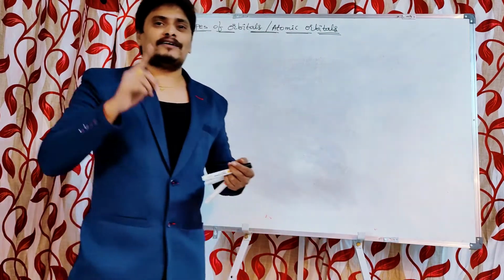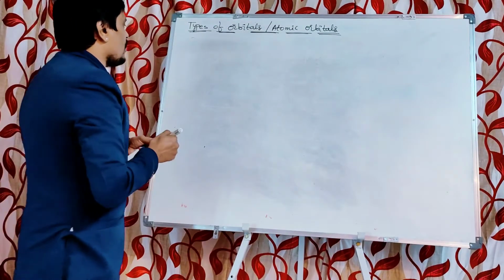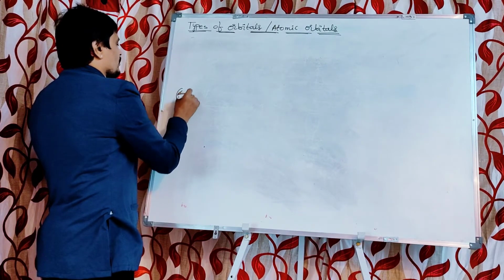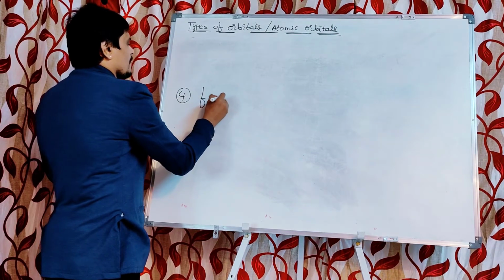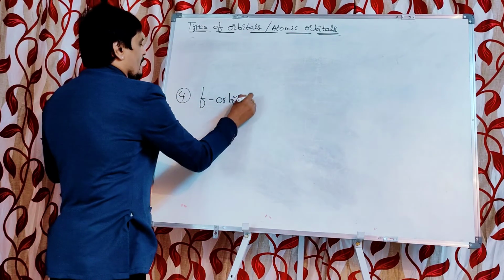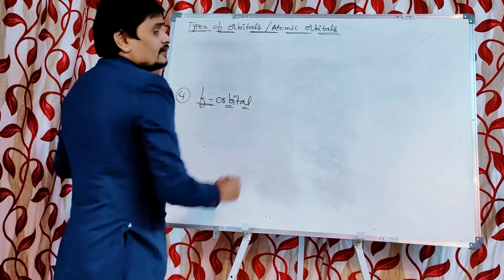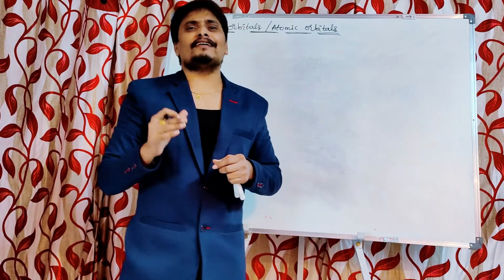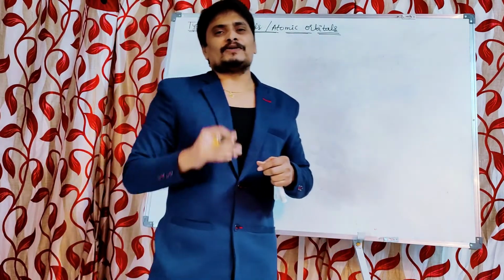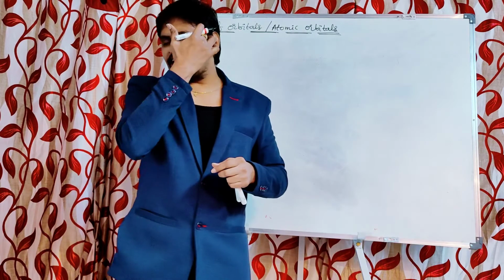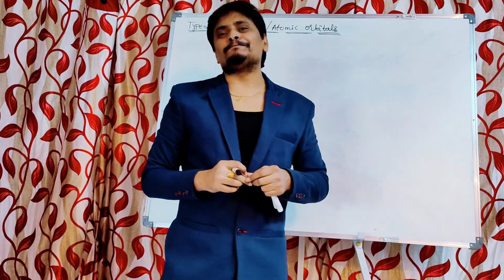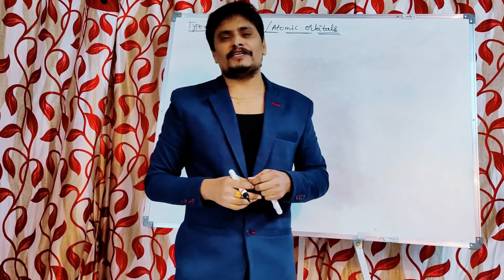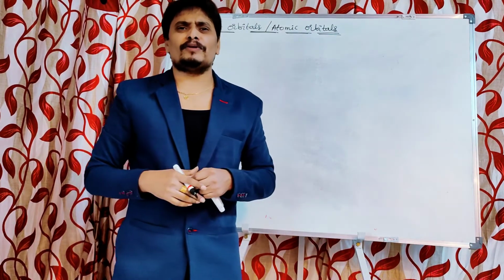Now let us talk about the last type of atomic orbital, that is f orbitals, student. The shape of the f orbital is leaf shape, student. So since the f orbitals are taking the shape of a leaf, we cannot draw the shapes of these f orbitals on the board. It is very, very complex.